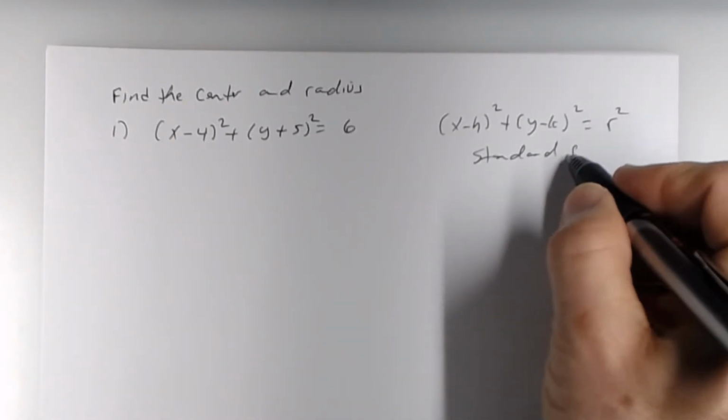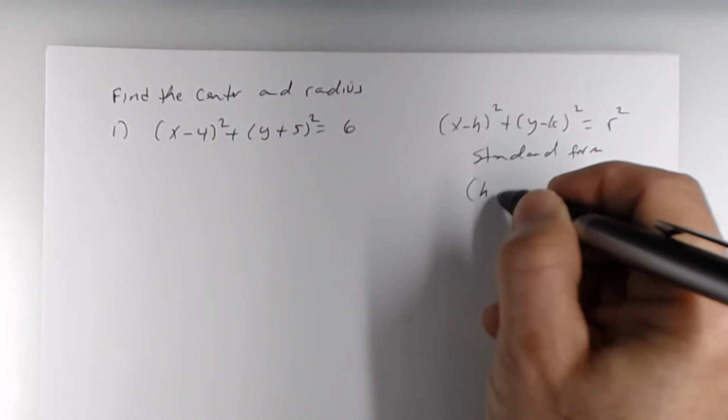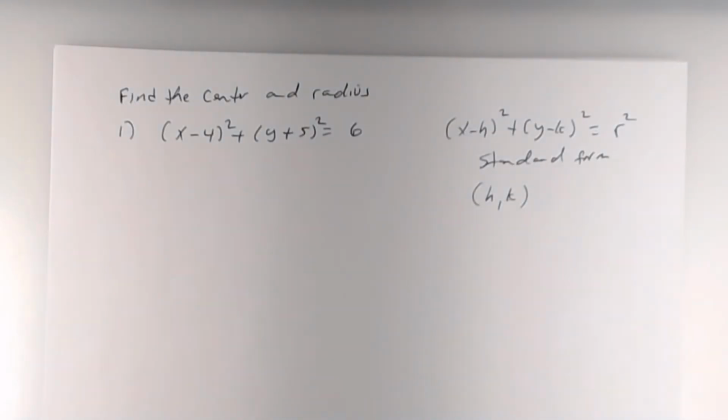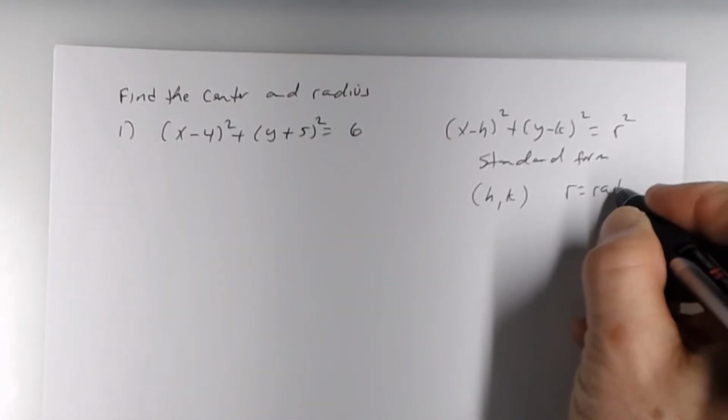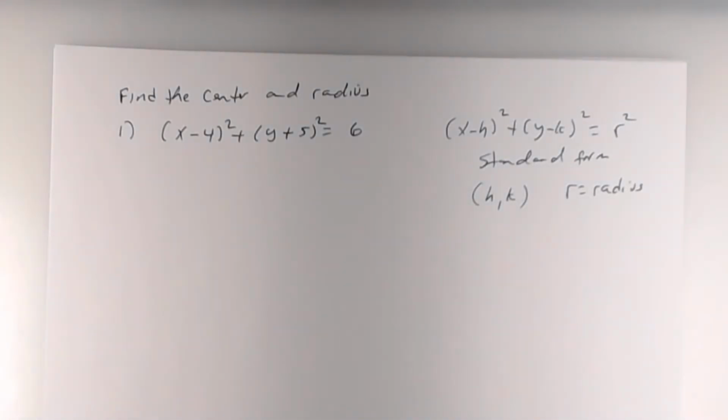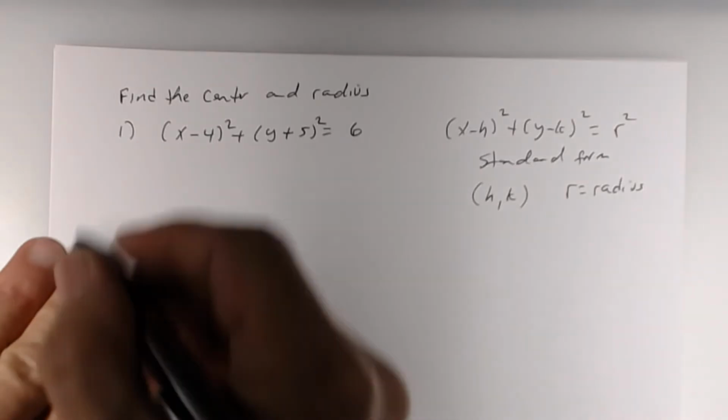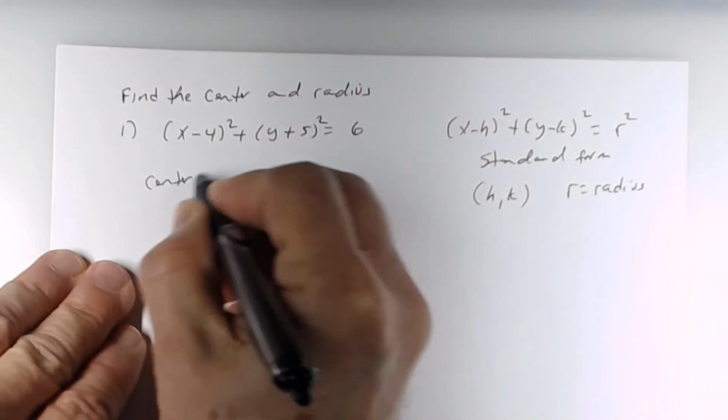In this case, (h, k) is called the center, and r is the radius, the length of the radius. So in number one, the equation is already in standard form. So you could tell me right away what the center is. What's the center in this one?